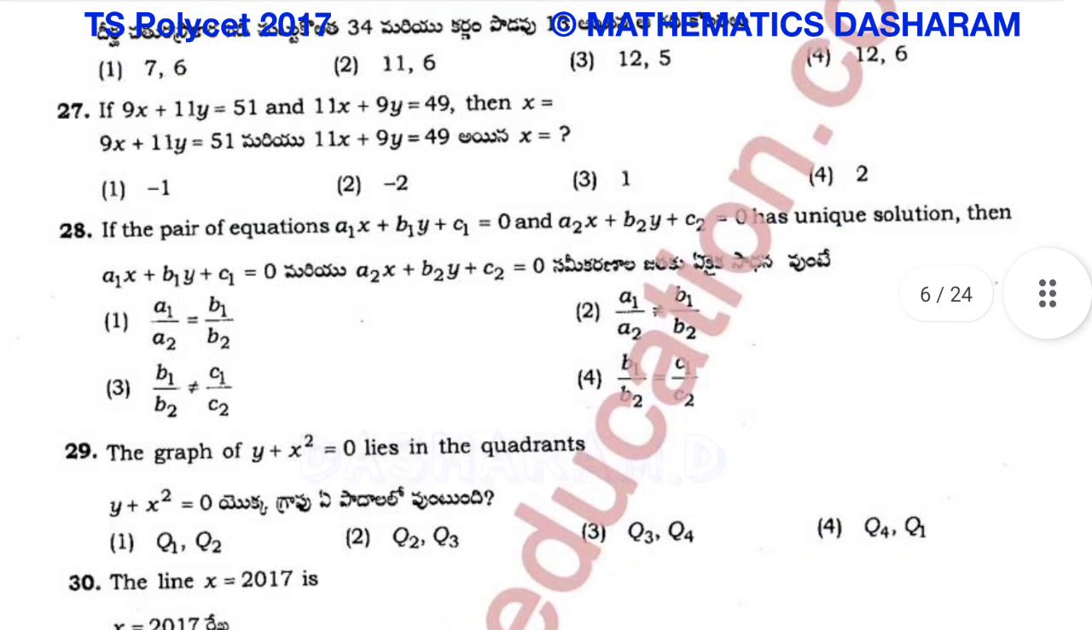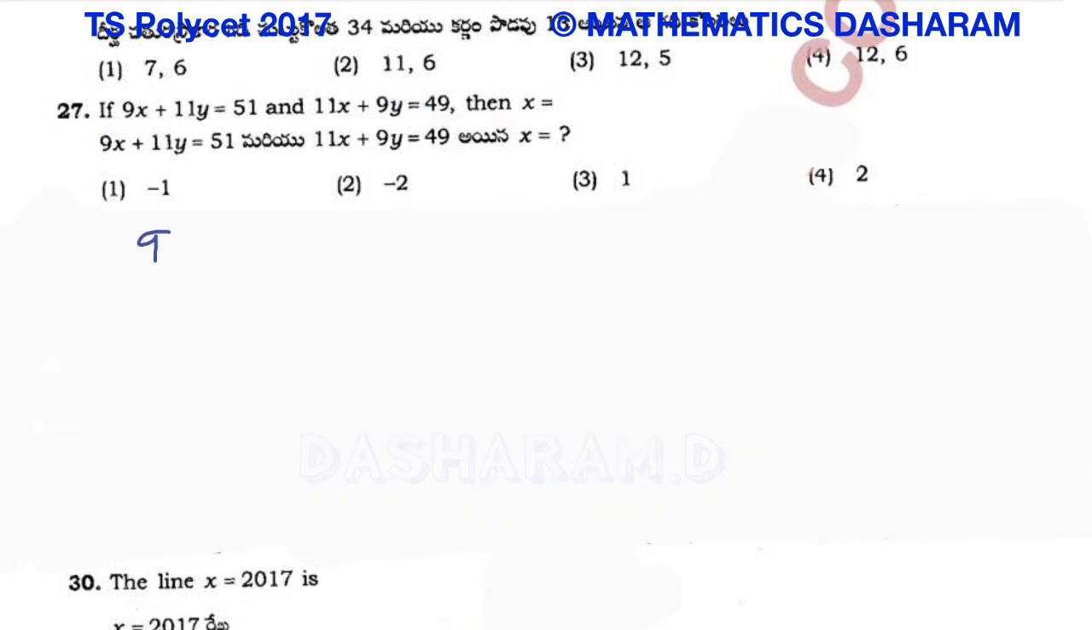Next, the 27th question: if 9x plus 11y equal to 51 and 11x plus 9y equal to 49, then what is the x value? So use elimination or substitution method, anyone. To get the x value, cancel the y variable from both equations, but their coefficients are different. That is why, equation 1 multiply with 9, equation 2 multiply with 11.